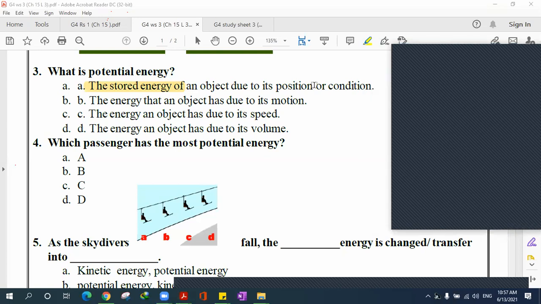Now we have Basil. Basil is next. Yes, number 4. I'm sorry, the picture moved away. The picture moved. I'm sorry for that. So it says, which passenger has the most potential energy? A, B, C, or D? D. D, yes, because it's the higher one.